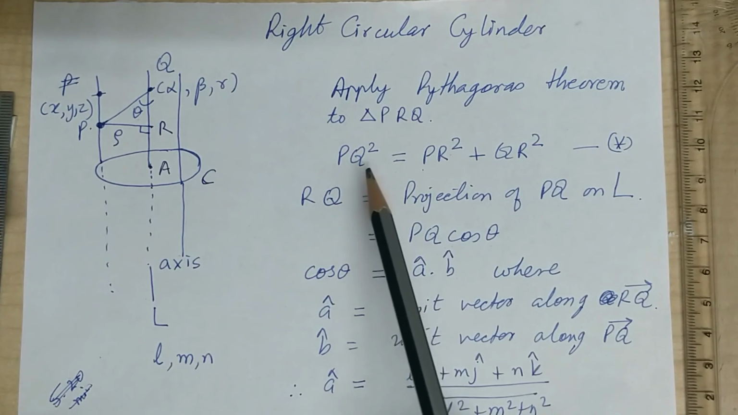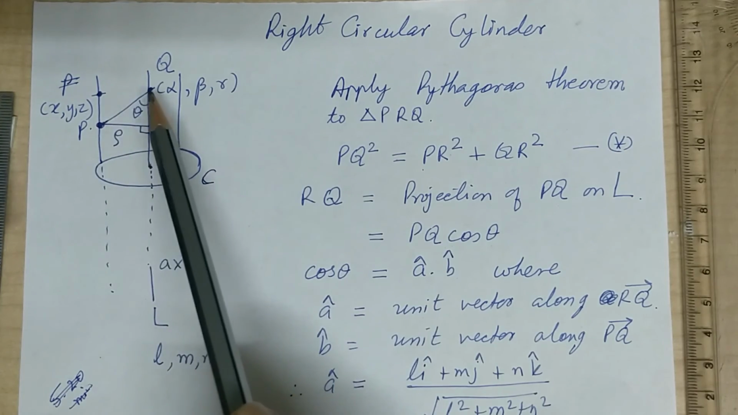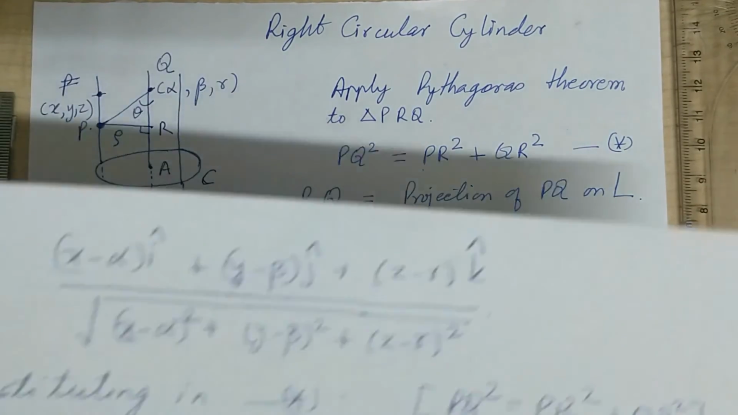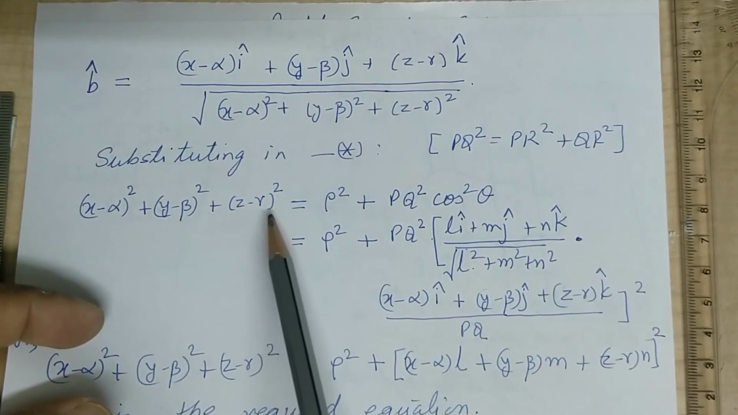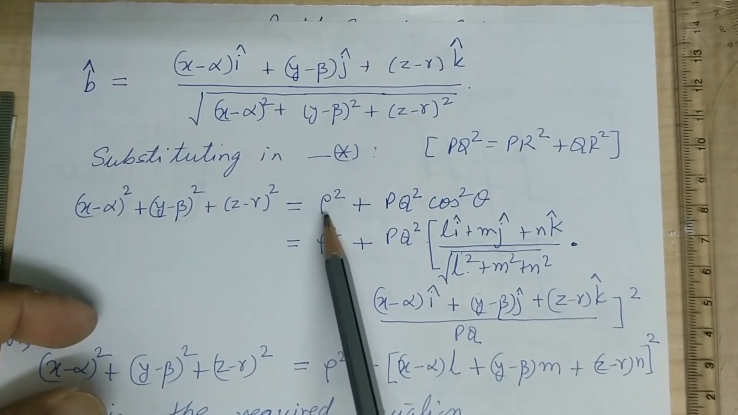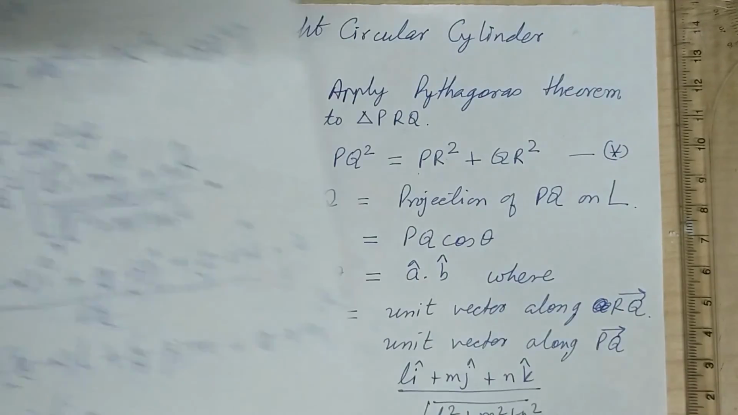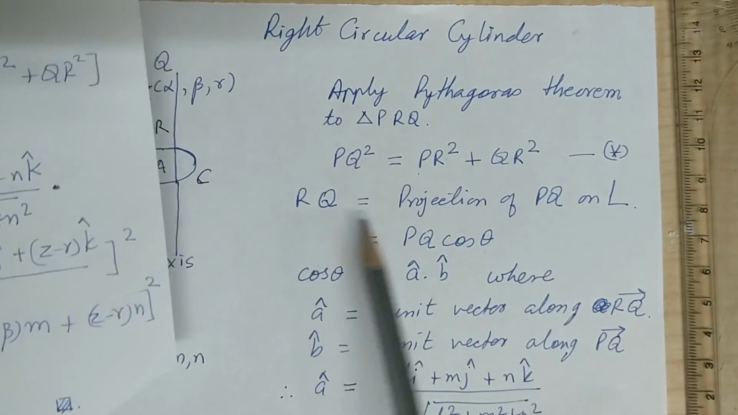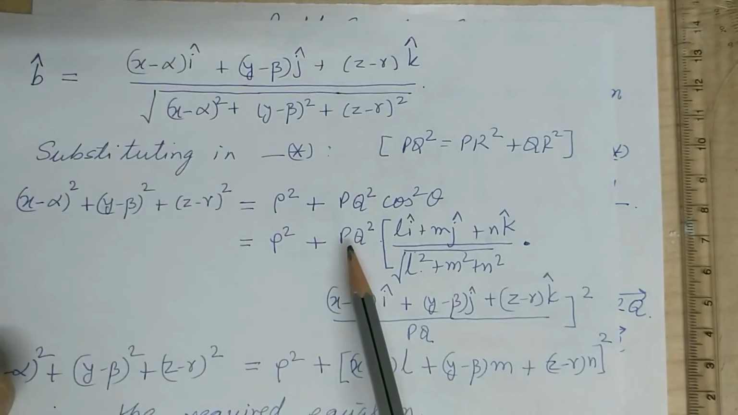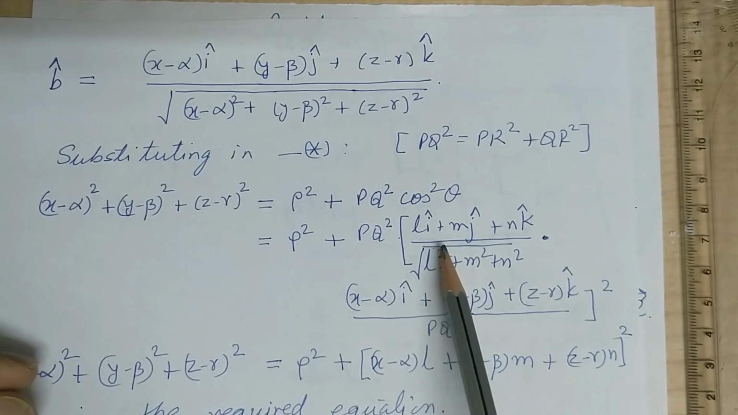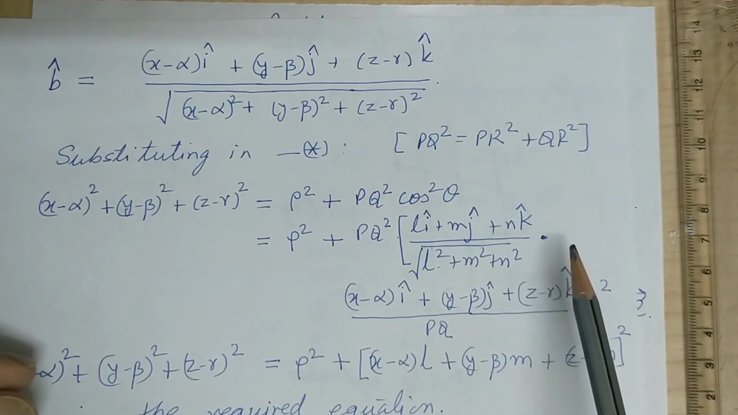PQ square, which is the distance between P and Q, is x minus alpha square plus y minus beta square plus z minus gamma square. So that's what I have here. X minus alpha square plus y minus beta square plus z minus gamma square is equal to the radius square, rho square, plus PQ square cos square theta. QR is PQ cos theta. And cos theta is A cap dot B cap.